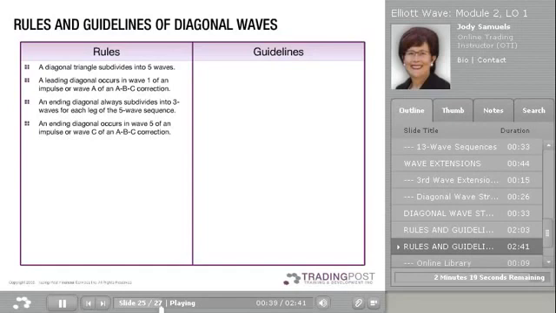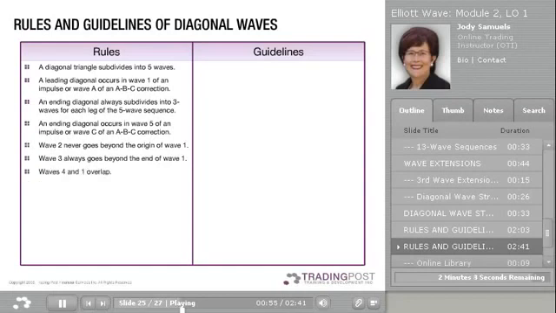5. Wave 2 never goes beyond the origin of wave 1. 6. Wave 3 always goes beyond the end of wave 1. 7. Waves 4 and 1 overlap. 8. Wave 5 always ends beyond the end of wave 3 in a leading diagonal.